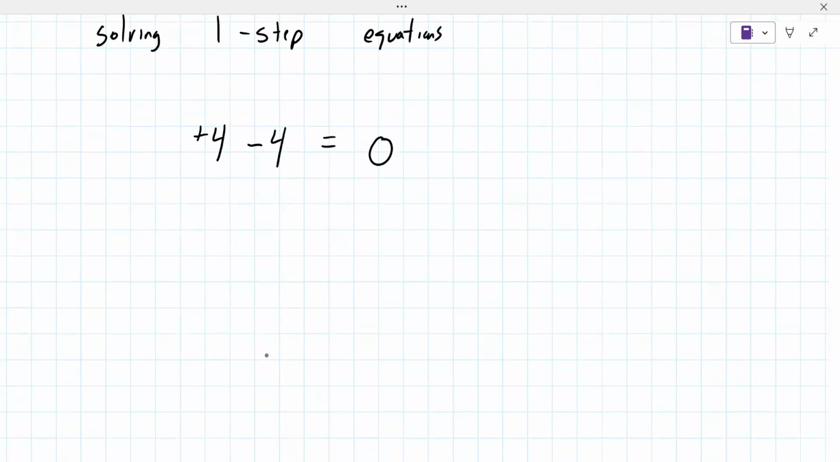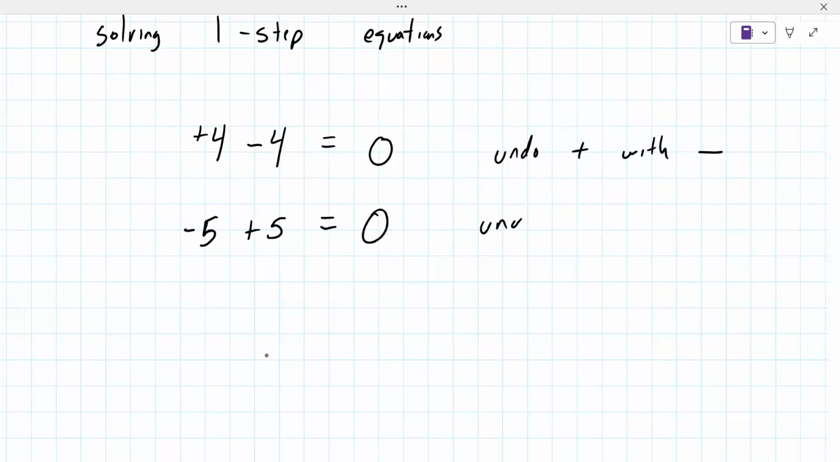0. So what that means is you undo addition with subtraction. And let's say it's negative. Let me change the number. Let's say it's -5 and you add 5 to it. What does that become? 0. Okay. So you undo subtraction with addition. So if you recall, when we were doing order of operations, the reason addition and subtraction could be done in either order is because they're actually completely the same.